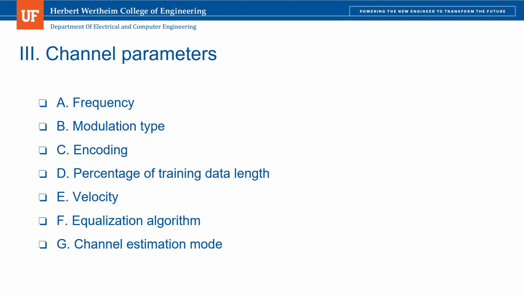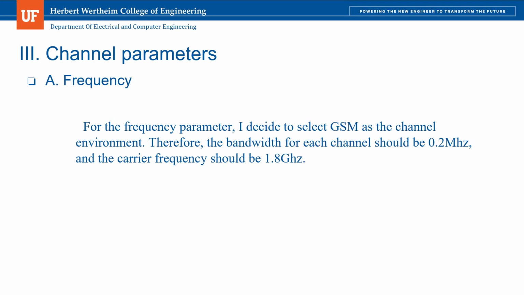And the third part of the paper is channel parameters. The first section is the frequency parameter. For the frequency parameter, I decided to select GSM as the channel environment. Therefore, the bandwidth for each channel should be 0.2 MHz, and the carrier frequency should be 1.8 GHz.